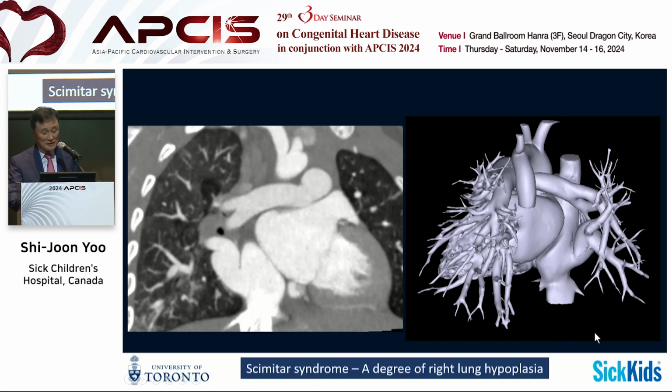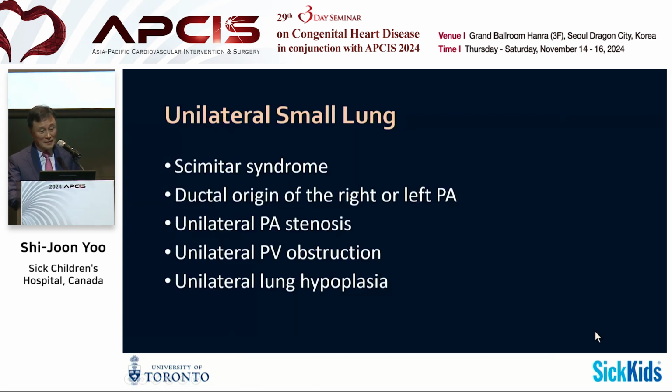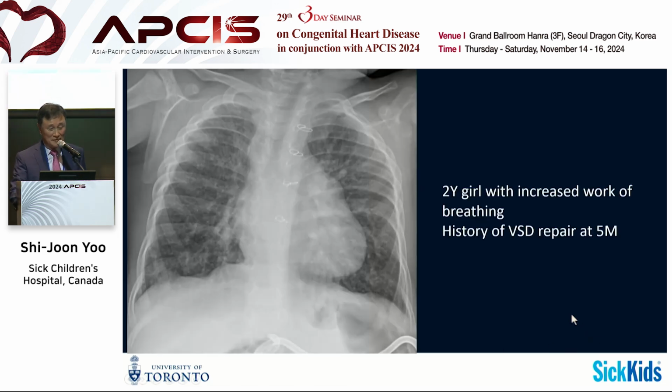Okay? So this finding is not completely diagnostic, but highly suggestive of scimitar syndrome, especially in the presence of right lung hypoplasia. Okay? So for unilateral small lung, the differential diagnosis includes scimitar syndrome, ductal origin of the right or left pulmonary artery, unilateral pulmonary artery stenosis, and unilateral pulmonary vein obstruction too. And then once these diagnoses are excluded, this could be congenital unilateral lung hypoplasia. Okay. So this is very important.